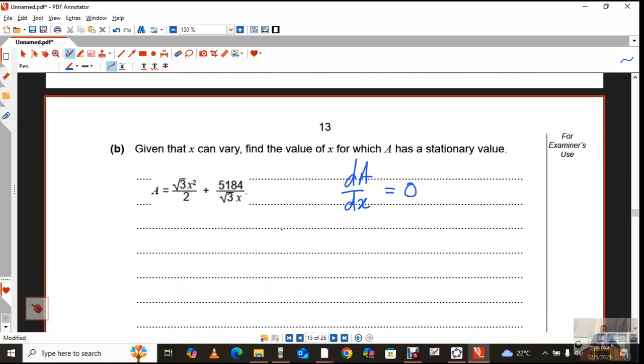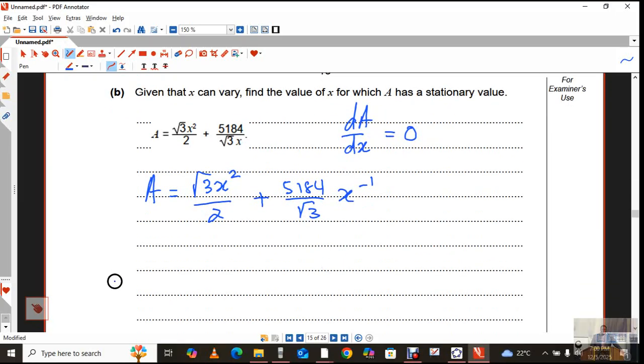Now, if I want to do differentiation, I'm just going to rewrite this. A equals root 3 x squared, nothing I can do there. But here, it's 5184 over root 3, and this x can be written to the power of -1. Now I can differentiate that. Finding the derivative, I'm going to differentiate and let that equal 0.